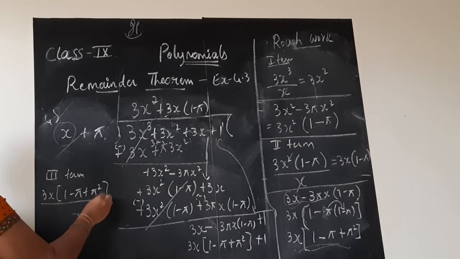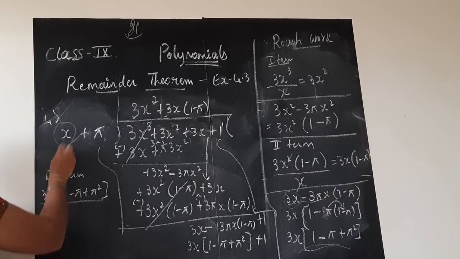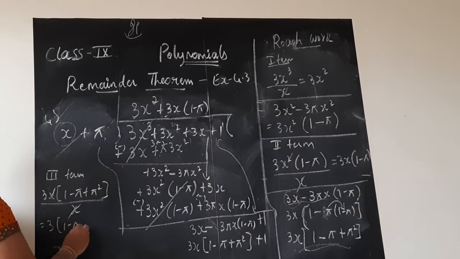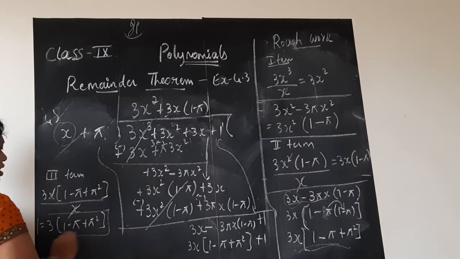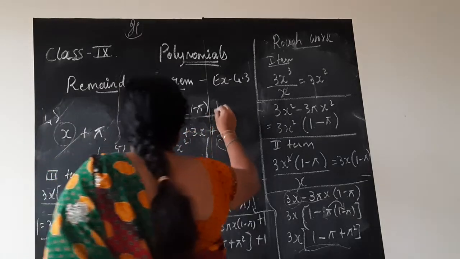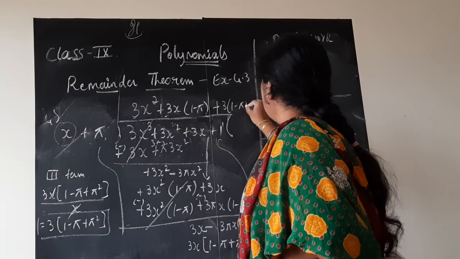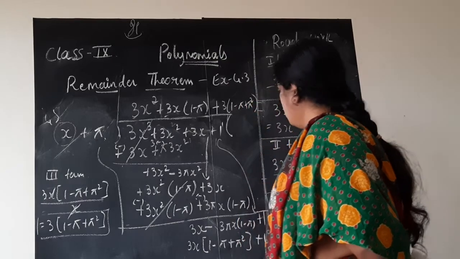I have to divide this by the first term of the binomial, which is nothing but x. X cancels and I am left with 3 into 1 minus pi plus pi square. Whatever I got, I write as the next term in the quotient: plus 3 into 1 minus pi plus pi square.